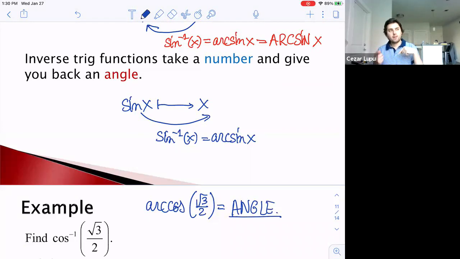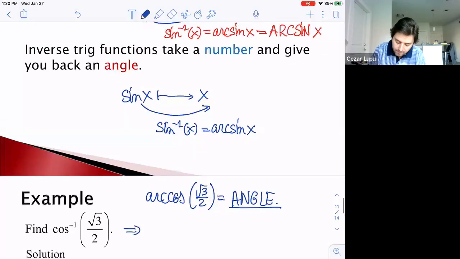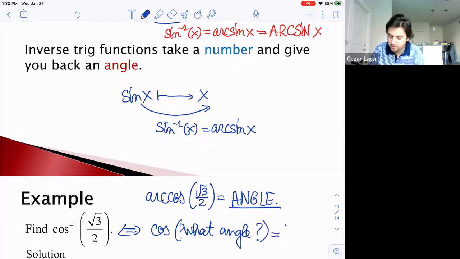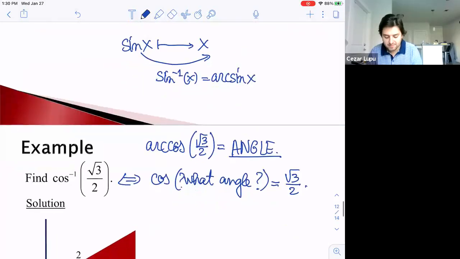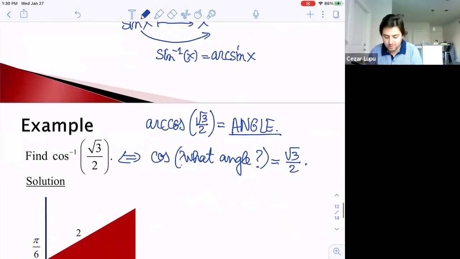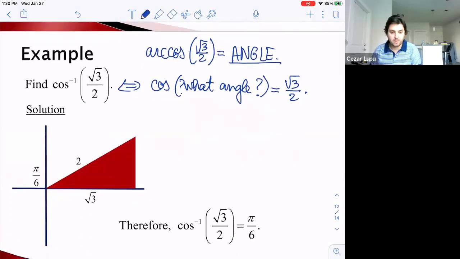You have to think, the function of which angle will correspond to the number square root of 3 over 2. Do you remember cosine of what? So in other words, cosine of what angle will be equal to square root of 3 over 2? 60. 60, right? Well, yeah, it will be pi over 6. No, 30, sorry. Yeah, pi over 6, correct.